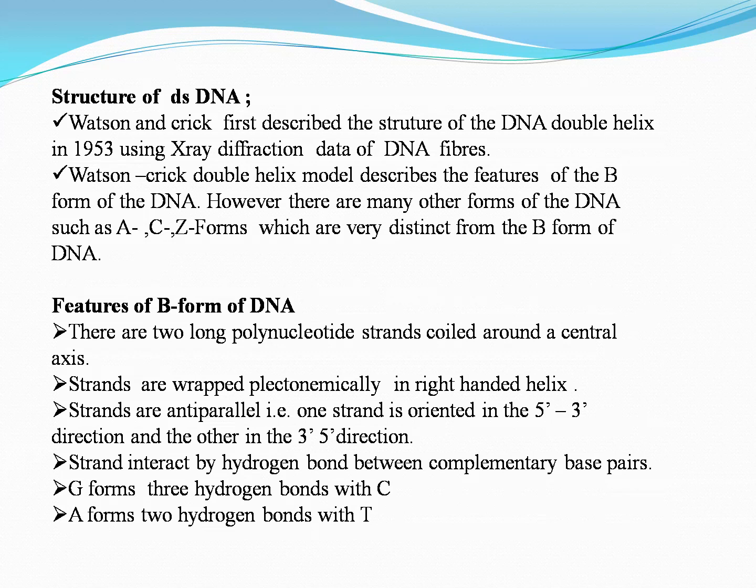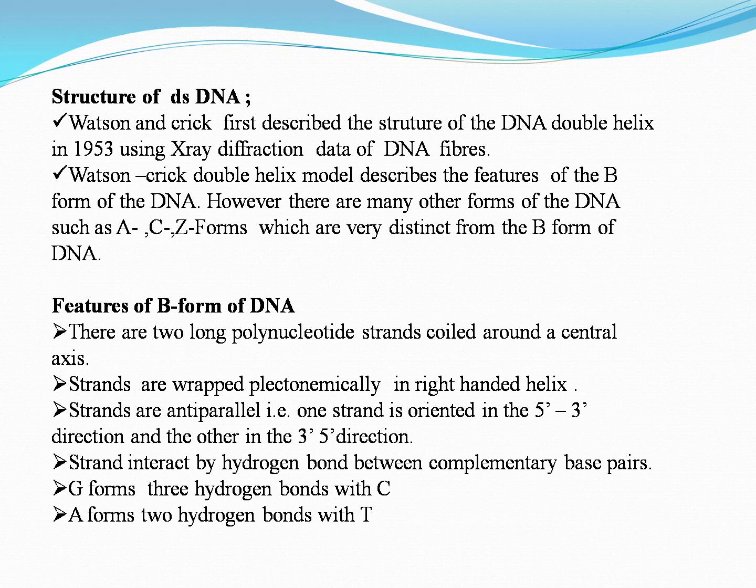The Watson and Crick double helix model describes the features of the B form of the DNA. However, there are many other forms of DNA, like the A, C, and Z forms, which are very distinct from the B form. Here we are going to discuss the features of the B form of the DNA. There are two long polynucleotide strands coiled around a central axis. The strands are wrapped plectonemically in a right-handed helix.